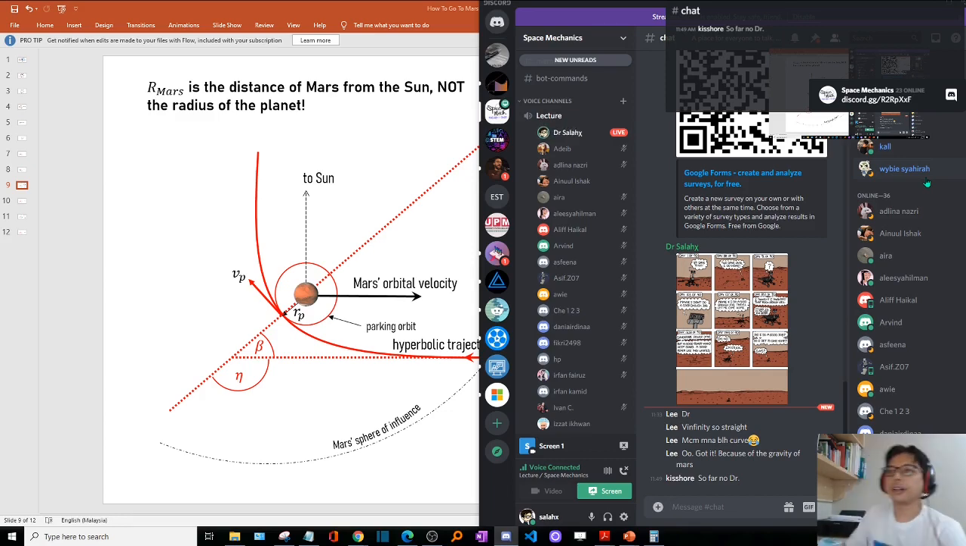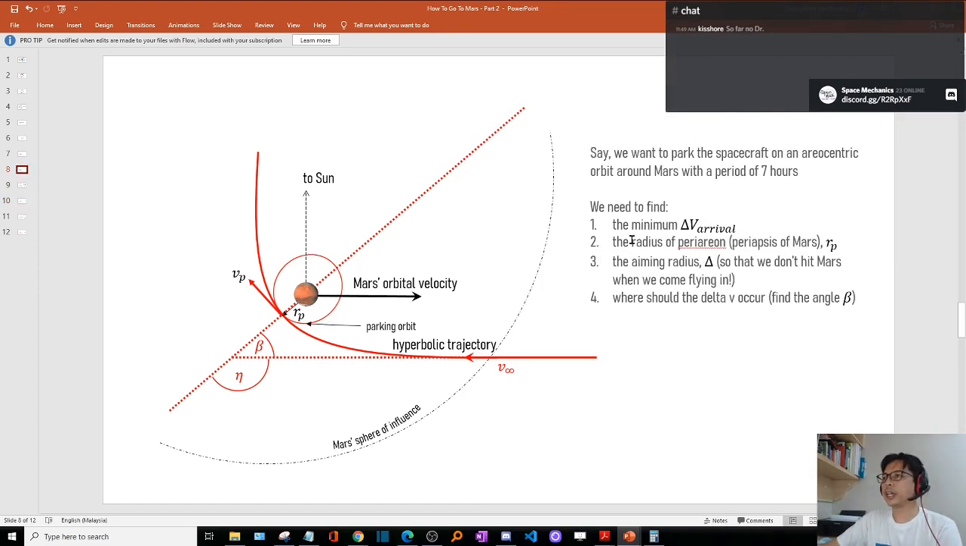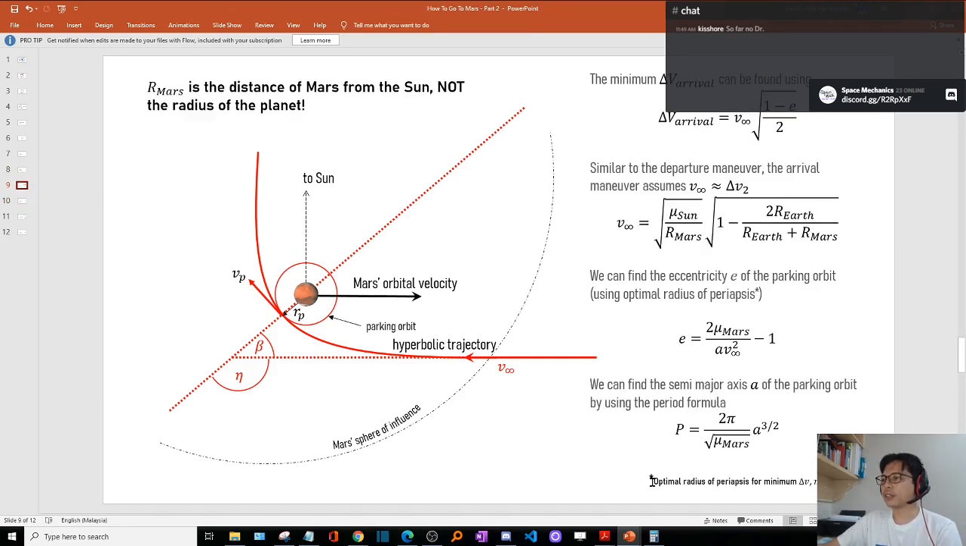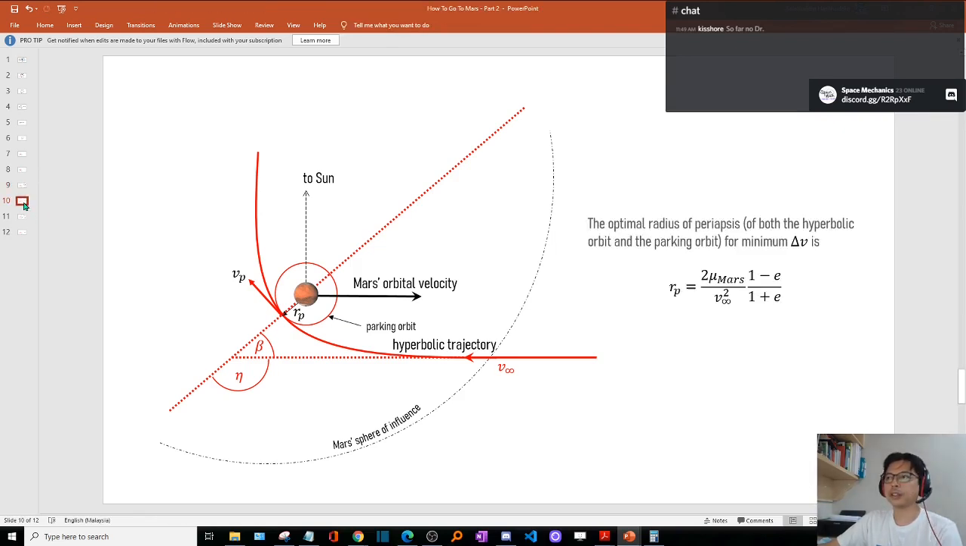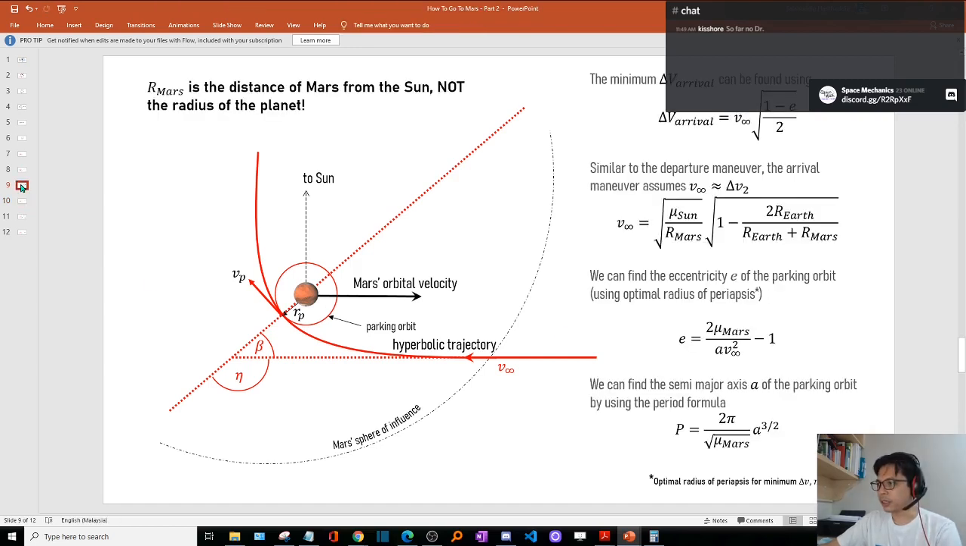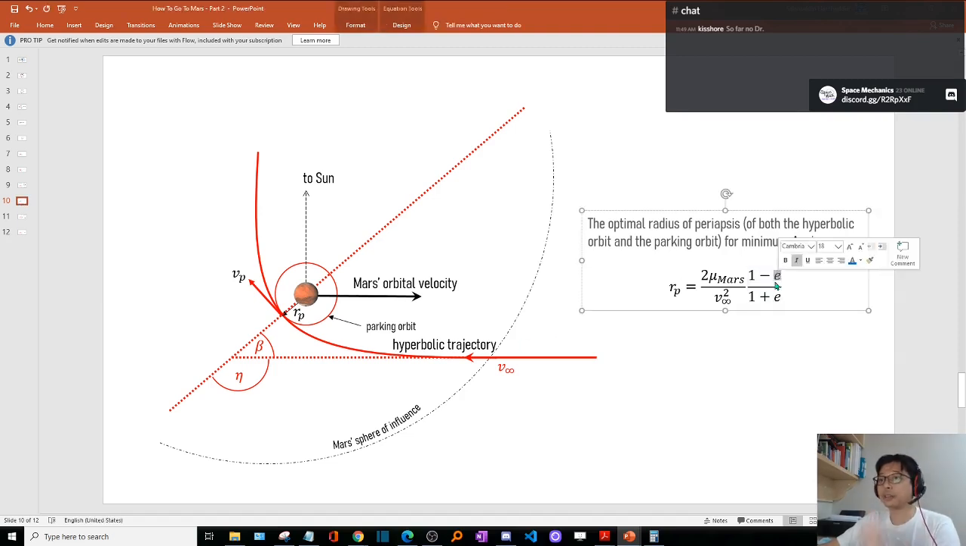Okay. All right. Now, second question is the radius of perihelion. Radius here. Okay. Just a formula. This comes from here, optimal radius of periapsis for minimum delta V. Already given it to you there. Okay, same thing. Hopefully it's the same. 1 minus E. Oh yeah, see. You already got E of the parking orbit, not E of the hyperbolic orbit. Put it in here. We got it.